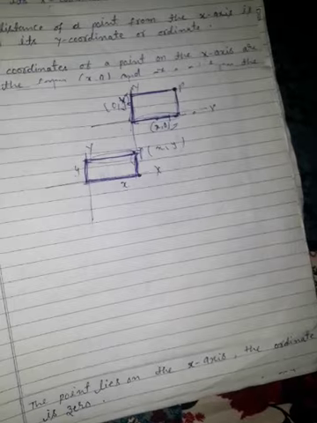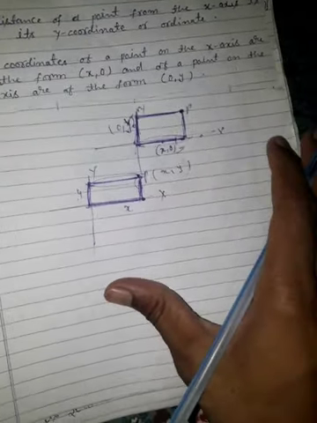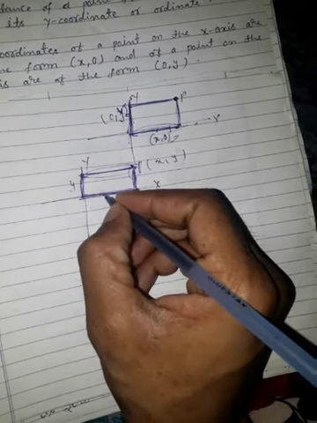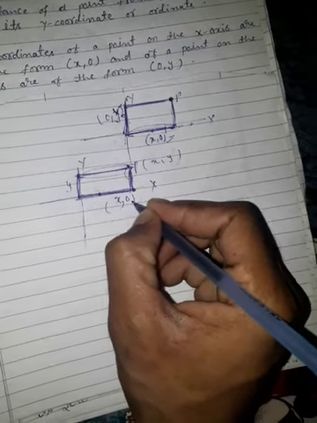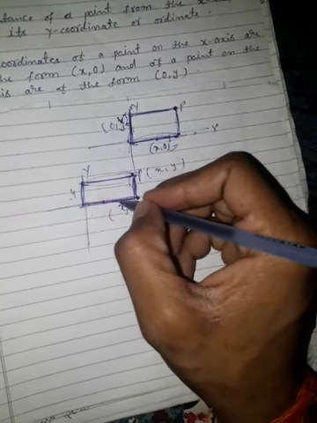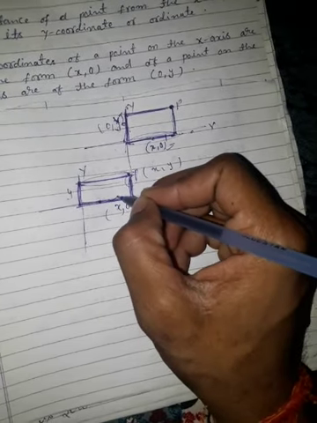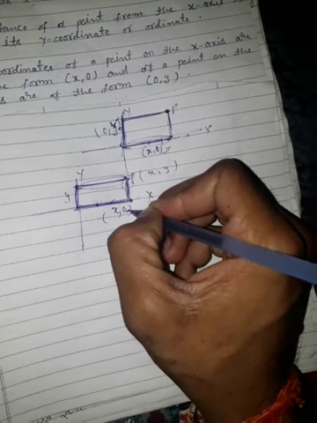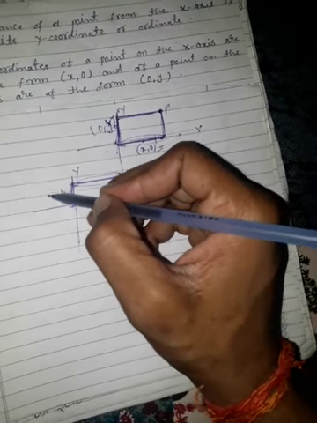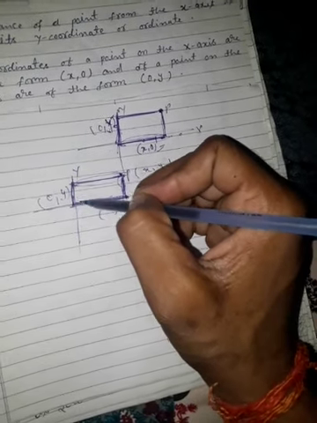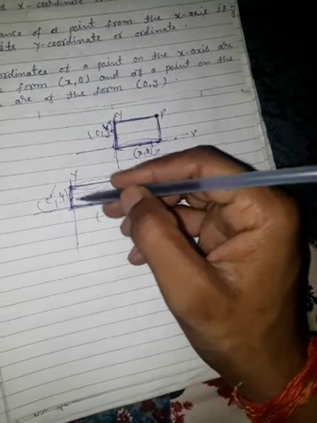Next point, the coordinates of a point on the x-axis are of the form (x, 0), means all y coordinates on the x-axis are always 0. Same on the y-axis, the form is (0, y), means all x coordinates on the y-axis are always 0.